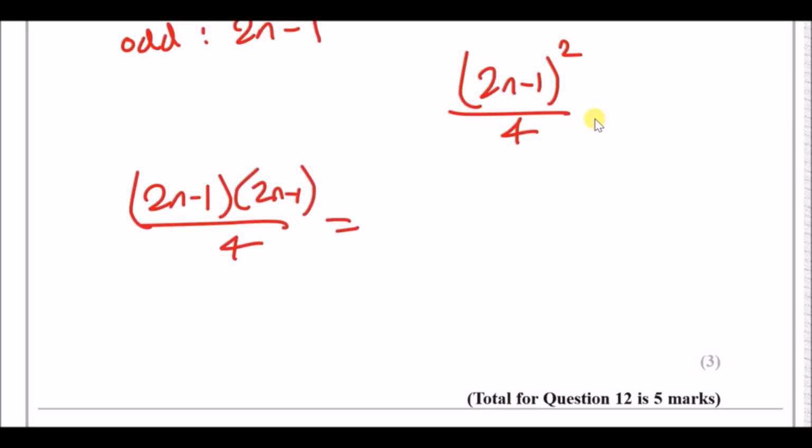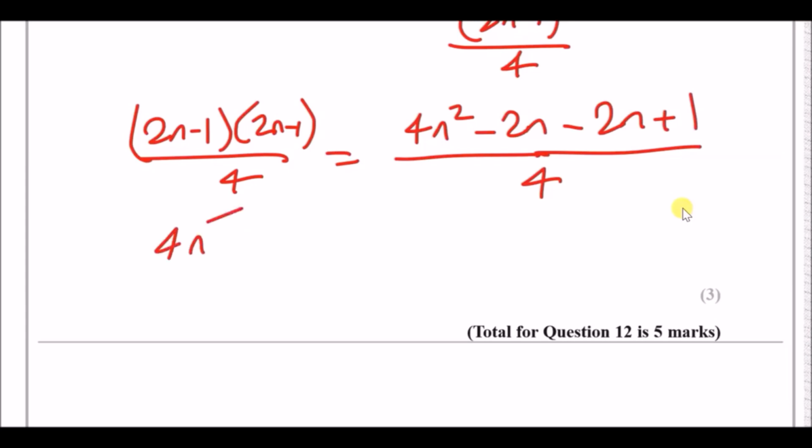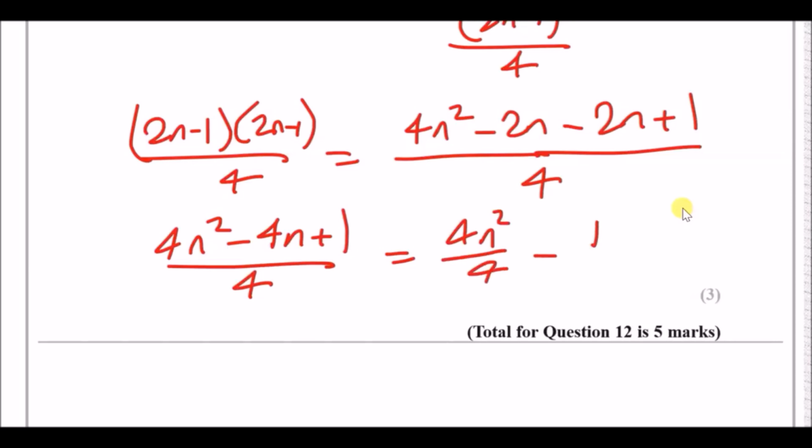Now multiplying out the bracket using FOIL, in other words, you do 2n times 2n, 2n times 1, and so on. You're going to get 4n squared minus 2n. Then you've got minus 1 times 2n and minus 1 times minus 1. That gives us another minus 2n plus 1, all over 4. So we're going to have 4n squared minus 4n plus 1 over 4. So we're going to have 4n squared over 4 minus 4n over 4 plus 1 over 4. Now what happens here?